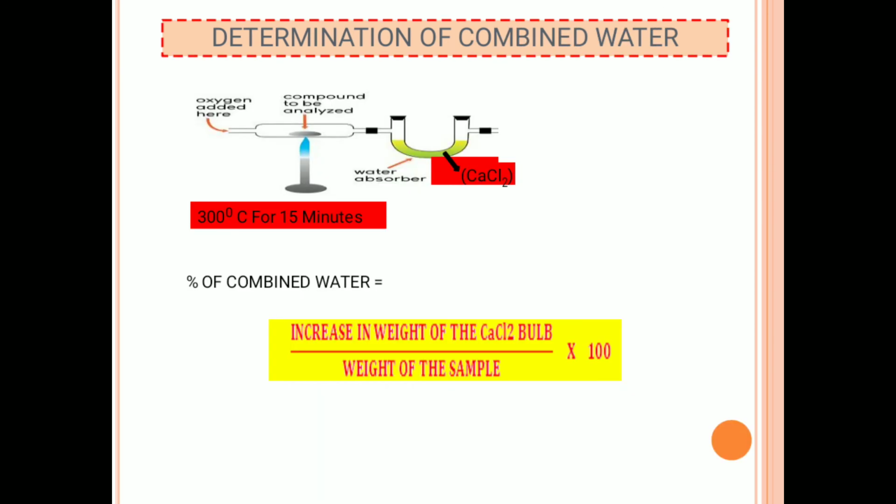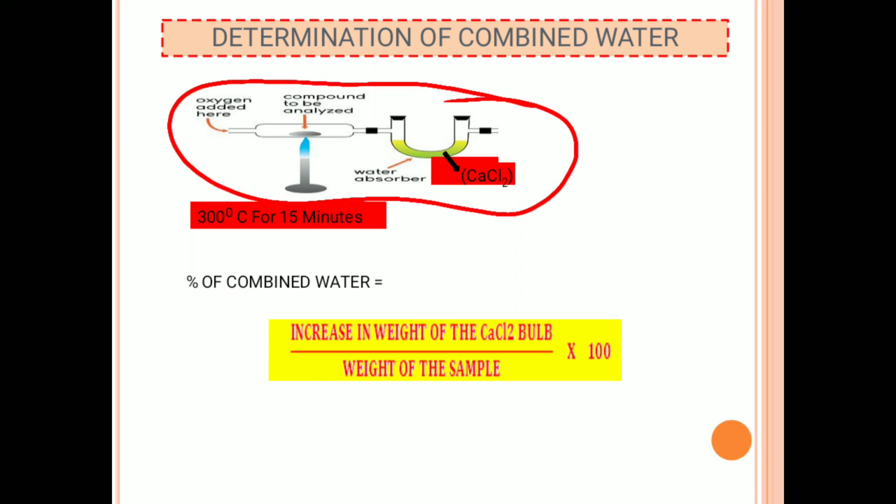Third constituent analysis, that is determination of combined water. Combined water is nothing but the water that is in combined state in iron ore. So if you wanted to get this combined water in iron ore, you need to use an apparatus called combustion tube apparatus.